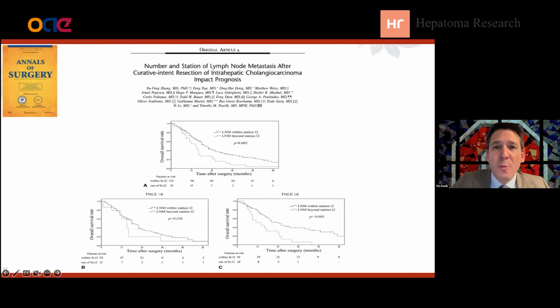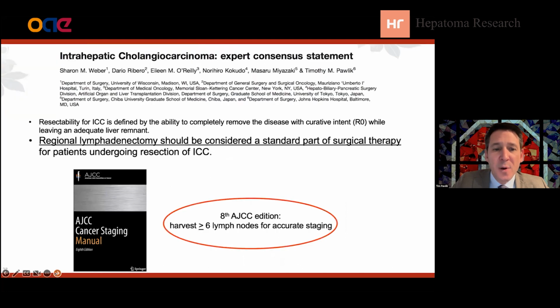And our group has again shown that not only does the presence of lymph nodes matter, but also the location of the lymph nodes matter. And in fact, those patients who have lymph node metastases beyond the hepatoduodenal ligament, beyond station 12, do significantly worse, as these likely represent second echelon lymph nodes.